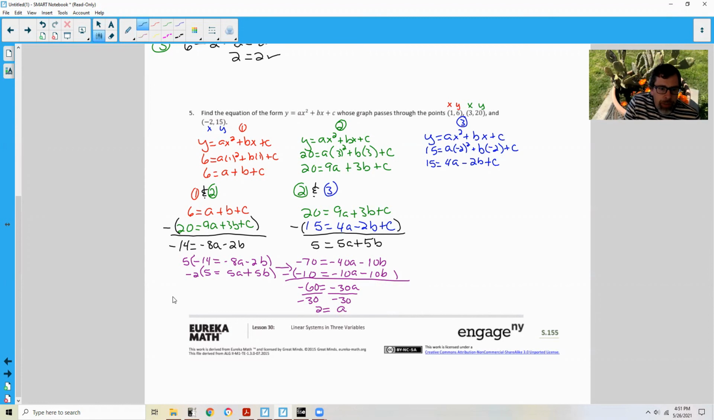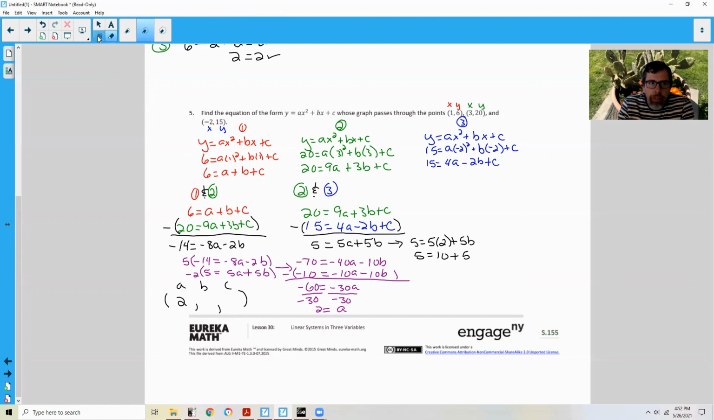So I'll put my answer over here when I'm done, being A, B, and C. And I know A is 2. So we got the first one. Okay, so now I can just substitute my 2 into one of these two equations to get B. I will do it from this one right here. So it's going to be 5 equals 5 times A plus 5B. 5 equals 10 plus 5B. So that's going to be negative 5, because I'm subtracting 10 from the other side. Negative 5 equals 5B. Divide both sides by 5, so I get B equals negative 1. So I put a negative 1 here.